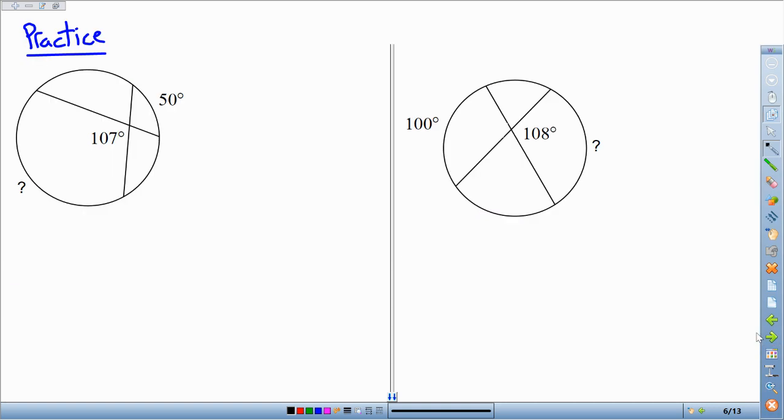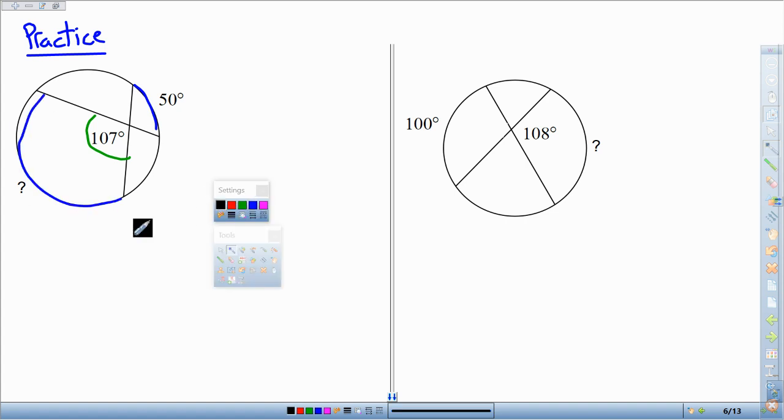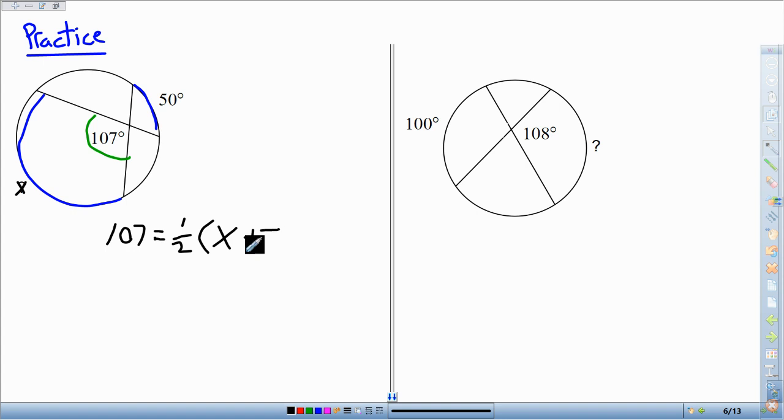All right, so I'm gonna have you guys go ahead and try a couple on your own. Go ahead and copy these, pause the video, give them a try, and then we'll look them over. Okay, so there's my angle, and here are my two arcs. Okay, so I got 107 equals 1/2 of x plus 50.